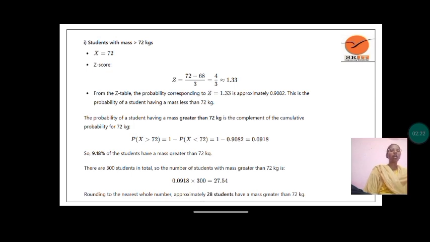P of x greater than 72 equals 1 minus P of x less than 72 equals 1 minus 0.9082 equals 0.0918. So 9.18% of the students have mass greater than 72 kgs. There are 300 students in total, so the number of students with mass greater than 72 kgs is 0.0918 times 300 equals 27.54. Rounding to the nearest whole number, approximately 28 students have a mass greater than 72 kgs.